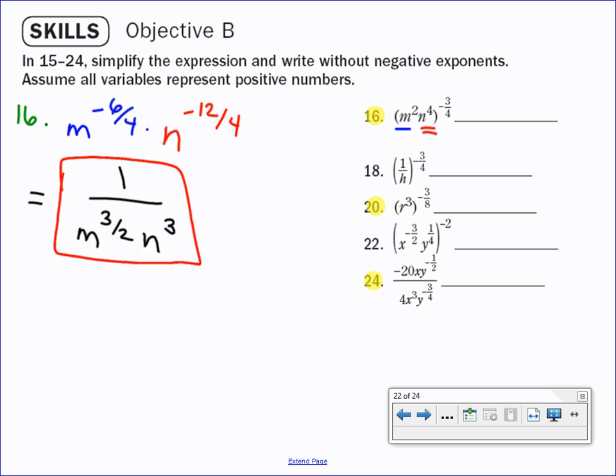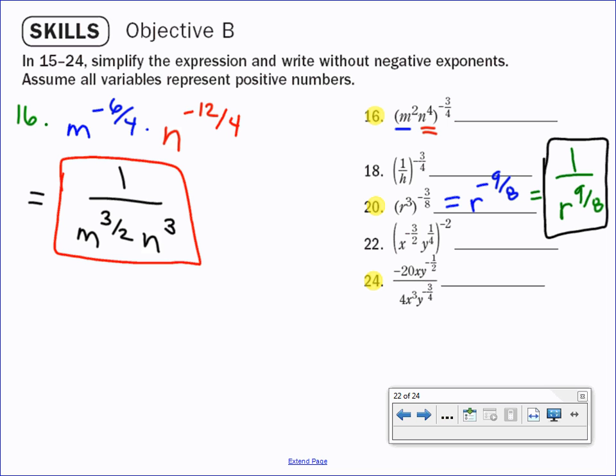We can put over here. R cubed all to the negative 3/8 is r to the negative 9/8. And that's the same as 1 over r to the positive 9/8. That's as far as we can go. And ladies and gentlemen, there it is. We found it, the one we were looking for. The last one, number 24, the last one.